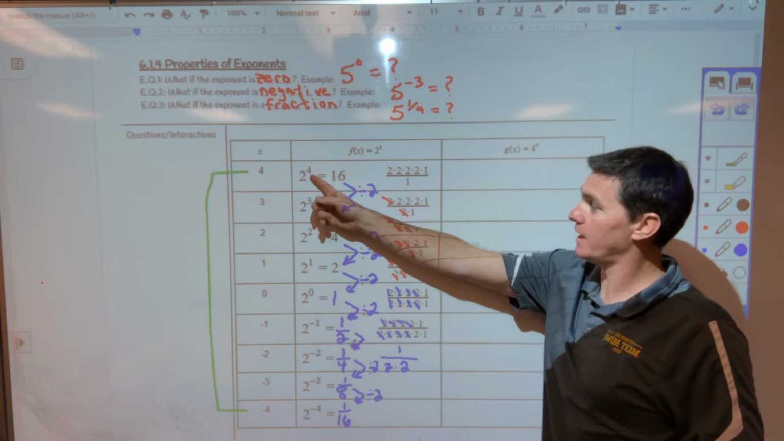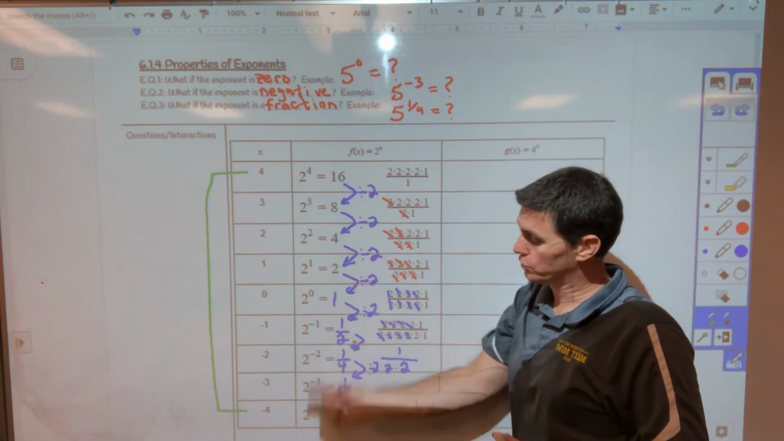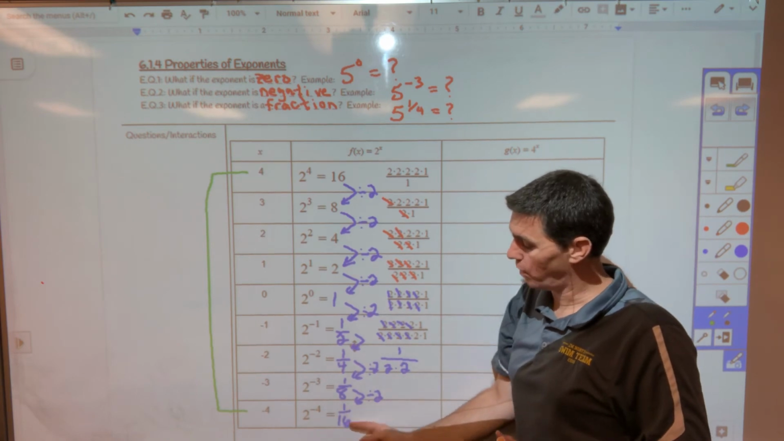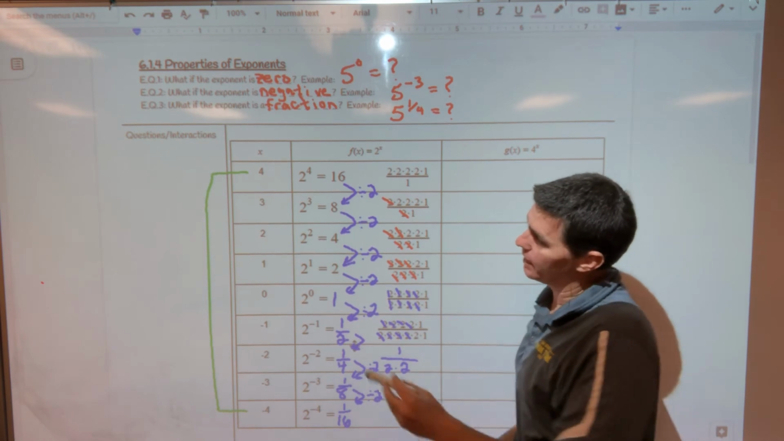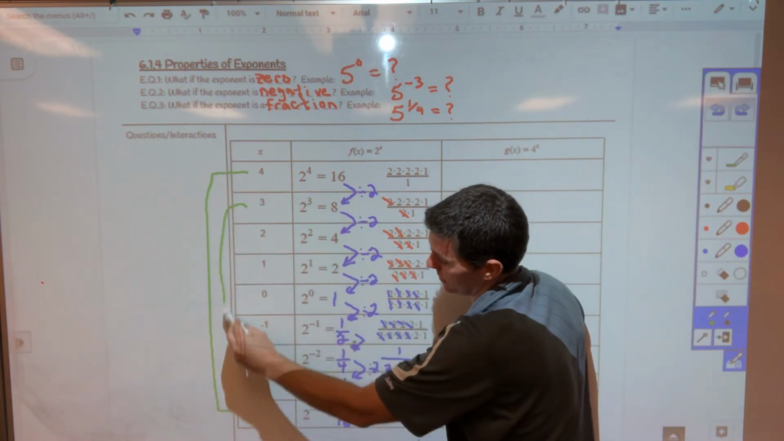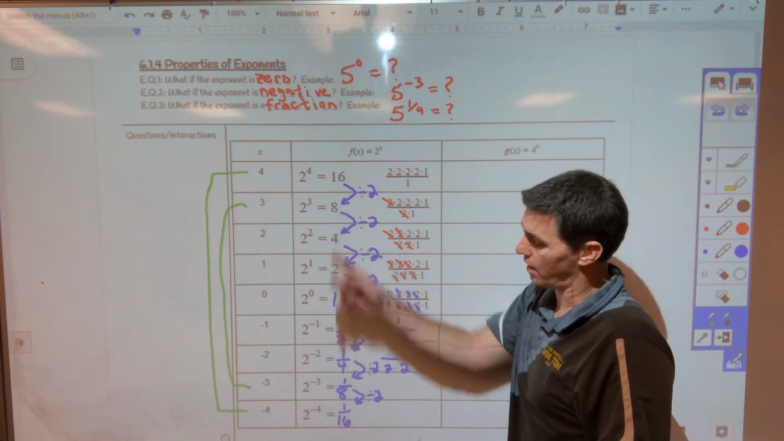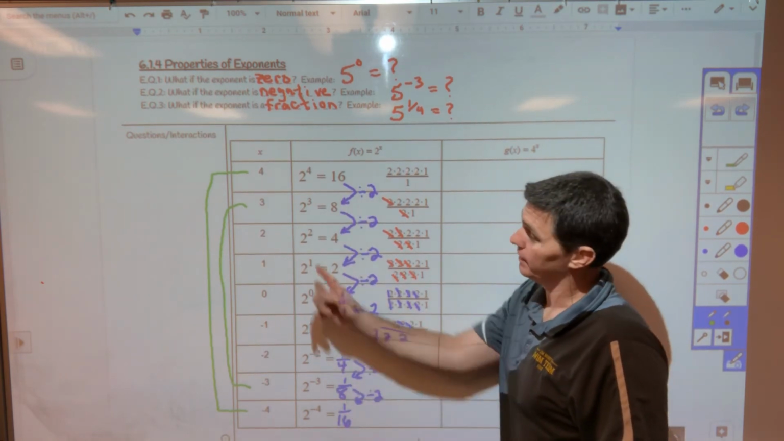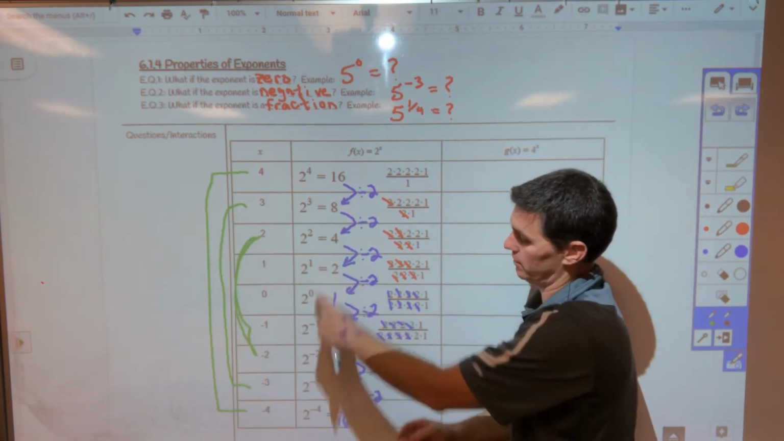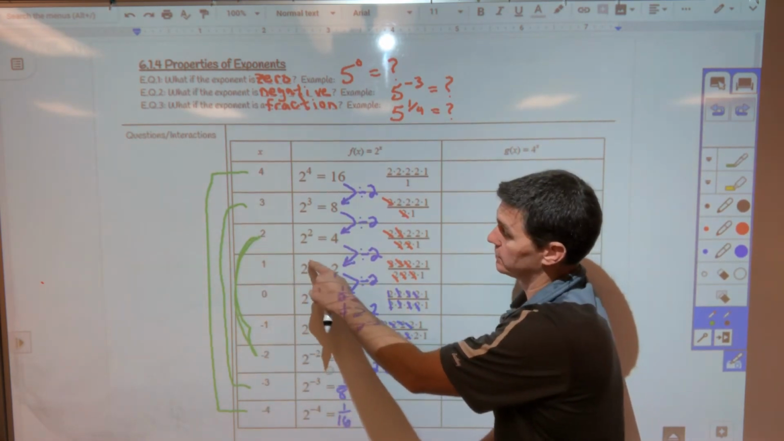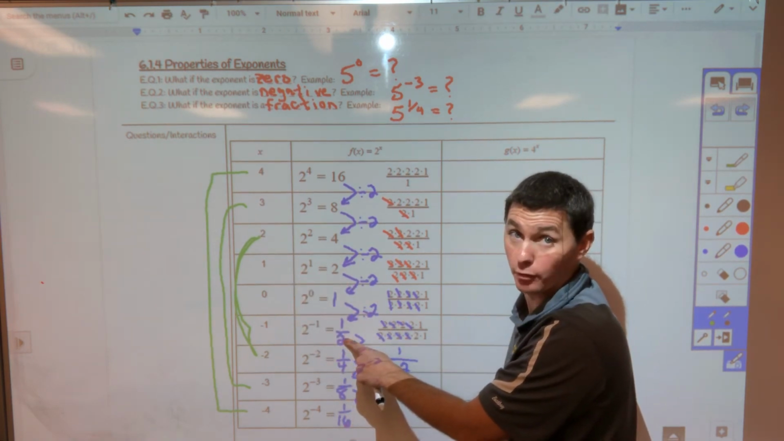Well, 2 to the positive 4th is 16 because there's 4 2s on the top. 2 to the negative 4th is 1 over 16 because all those 2s are now on the bottom. And we should notice that 3 matches with negative 3. It's a fraction, but it's 8 on the bottom. Okay, 2 to the 2nd versus 2 to the negative 2nd, it's 4 and 1/4. It's 1, or excuse me, to the 1st is 2, and it's 1 over 2.